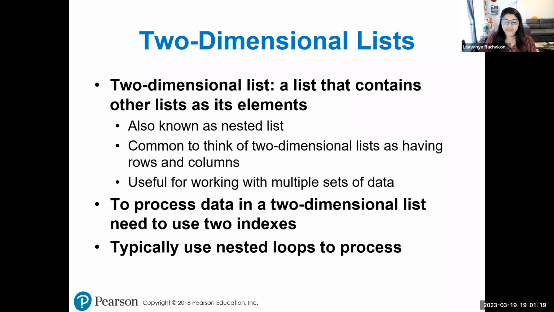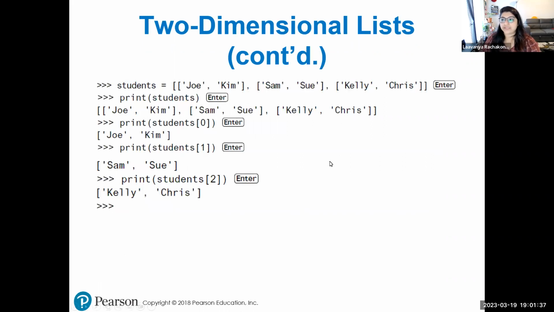When you are working with two-dimensional lists, you will need two indexes. This is typically used to process loops, and we typically use nested loops to process two-dimensional lists as well. So I think we have examples here.